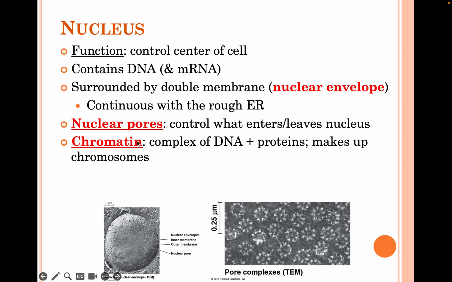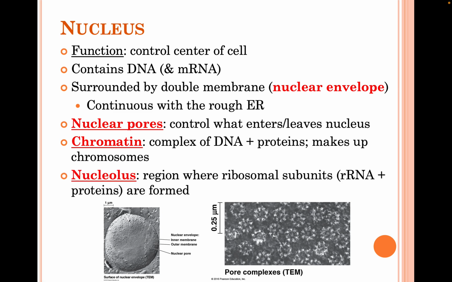Most of the time, when a eukaryotic cell is just hanging out being a cell, the DNA is in the structure of chromatin. It's kind of unraveled, and I picture it like a bowl of ramen noodles. It's just loose so that the DNA can actually be used to make proteins. There's also a nucleolus. This is the region where ribosomal subunits, rRNA, and proteins are formed. And it looks like a spot on the nucleus.